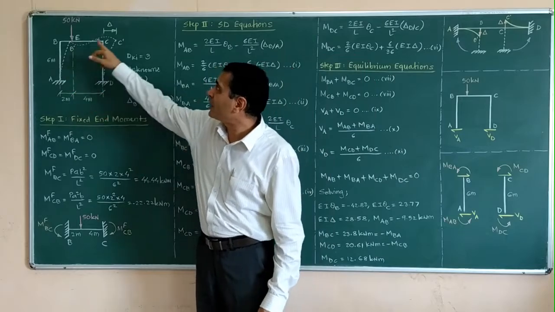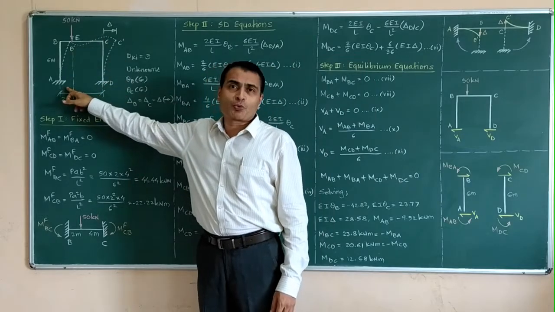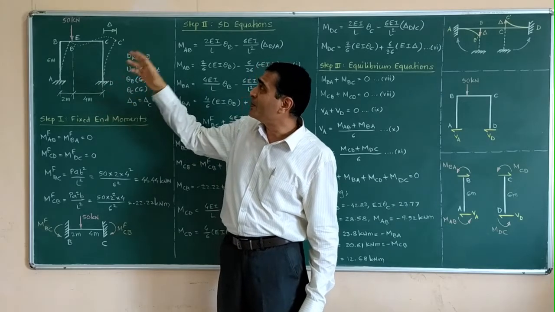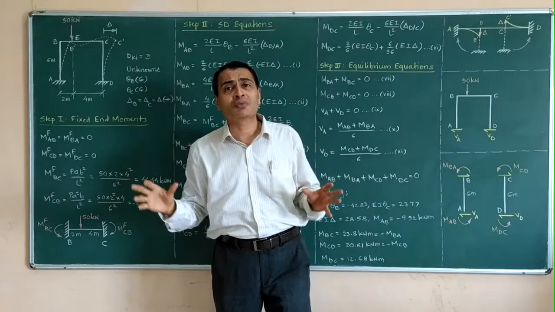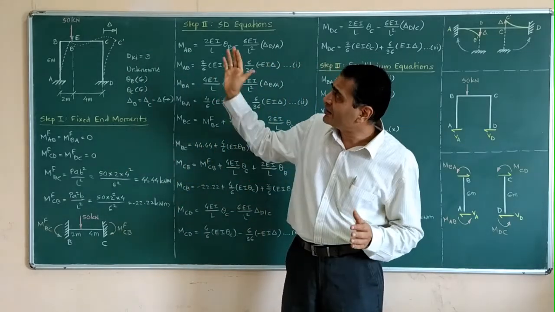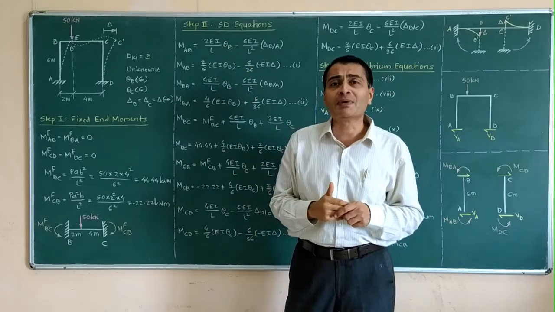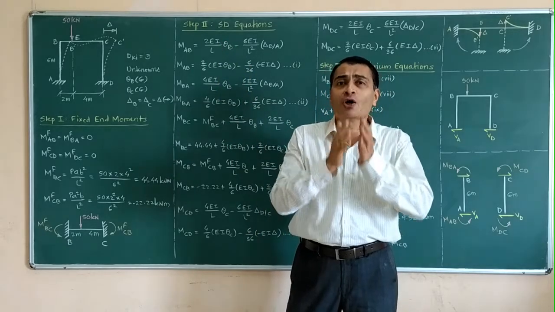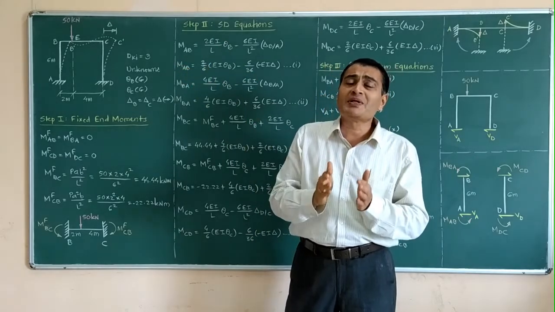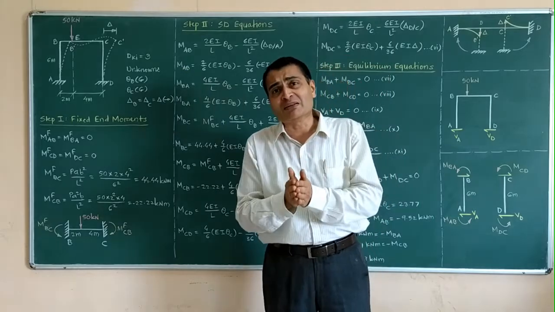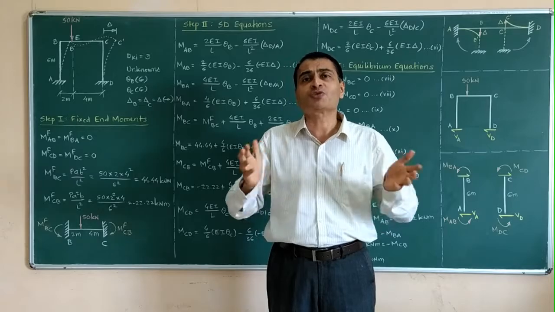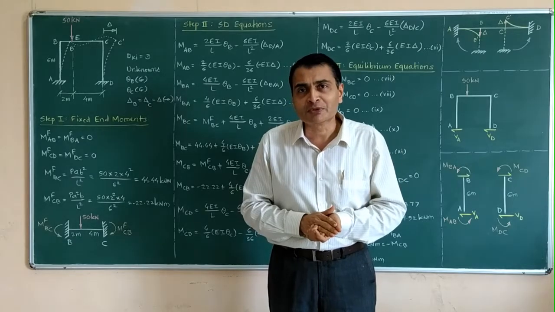This is a frame ABCD, fixed support at A, fixed support at D, spans AB, BC, CD. Column as well as beam lengths, all of them are 6 meters, and there is a 50 kilonewton gravity load acting vertically downwards on beam BC. Had this load been acting exactly at the midspan, that is 3 meters and 3 meters, we would have solved this problem as a non-sway frame problem.